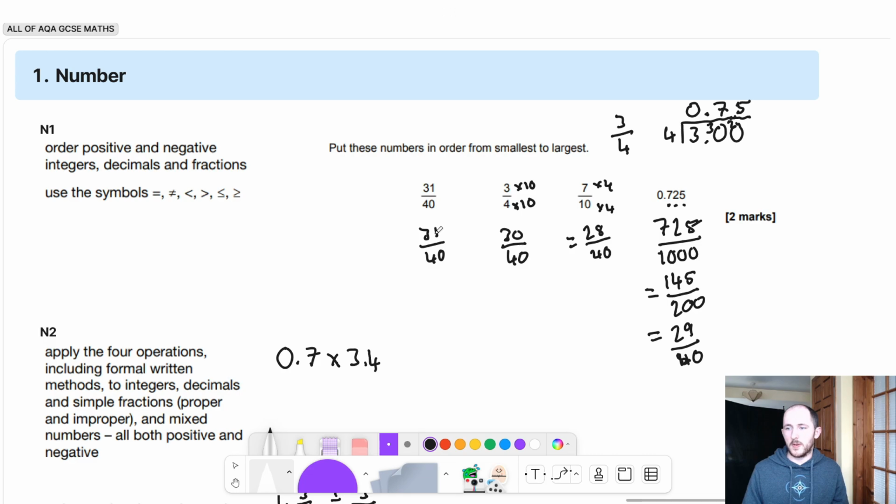Now we can put these in order. In order, the smallest numerator will be the first value, and then you go on from there. The smaller the numerator, the smaller the actual value. Then all you do is write these in order, but keep in mind you need to write the original value. So this would be 7 over 10 first, then 0.725. You need to write it in its original form. Then you would have 3 over 4. And lastly, you have 31 over 40.